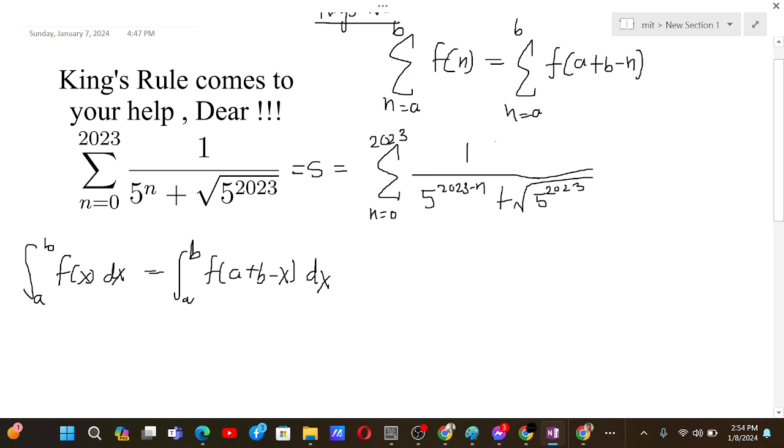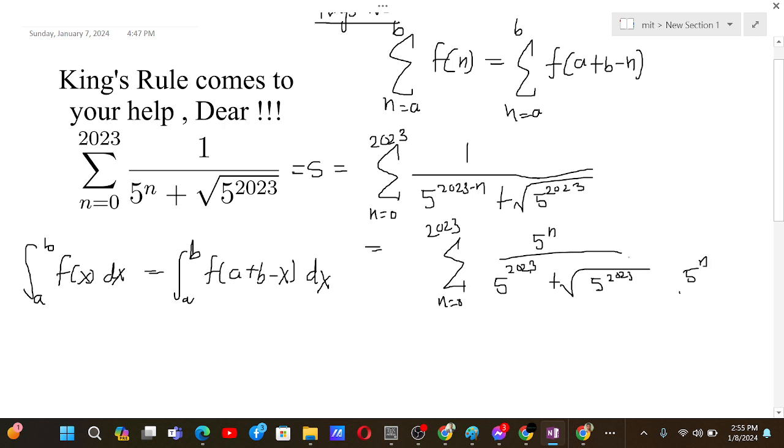Now the minus n will go into the denominator and then take the LCM. Do those steps, and that gives us the sum from n equals 0 to 2023 of 5 to the power n in the numerator after taking the LCM, and then in the denominator, square root of 5 to the power 2023 and then 5 to the power n.